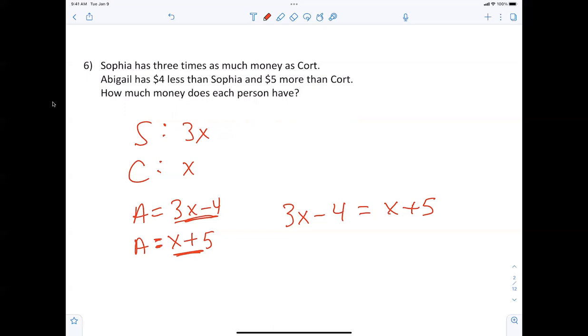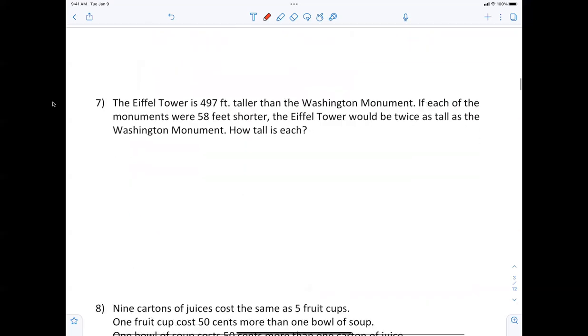So once you solve that and get x, we just... Oh, so then that's the part that has the 3 times, that is what Sophia has. Whatever x is in Abigail's money. Yeah. Okay. Then you have to put it back in. All right. Once you solve for x, you put it back in. Good. Yeah. All right, let's knock out 7.